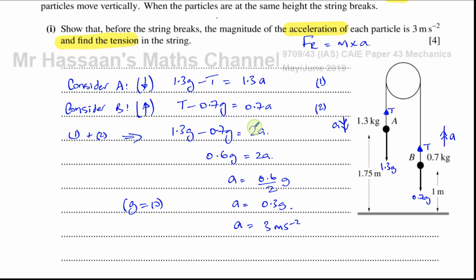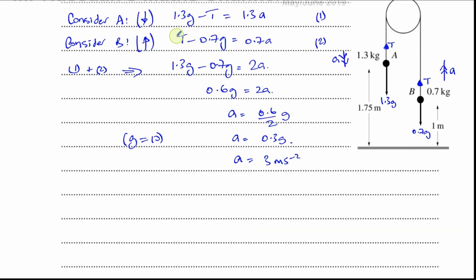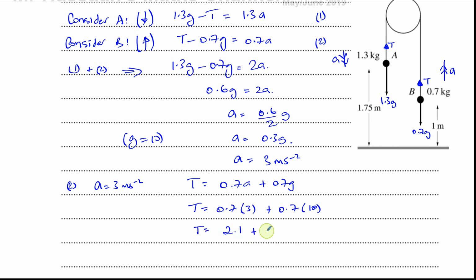The second thing is find the tension, which is pretty simple because we can use one of these two equations. Let's use equation 2. We know that a is equal to 3 meters per second squared. So T is going to be 0.7a plus 0.7g, so T is 0.7 times 3 plus 0.7 times 10. That's 2.1 plus 7, which gives you 9.1 newtons. So there's the answer to part A.